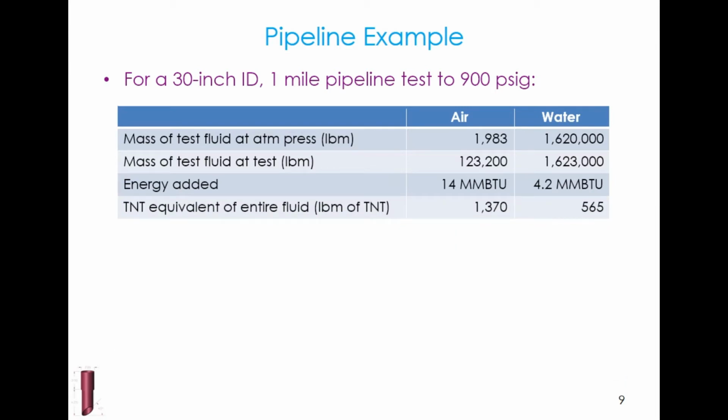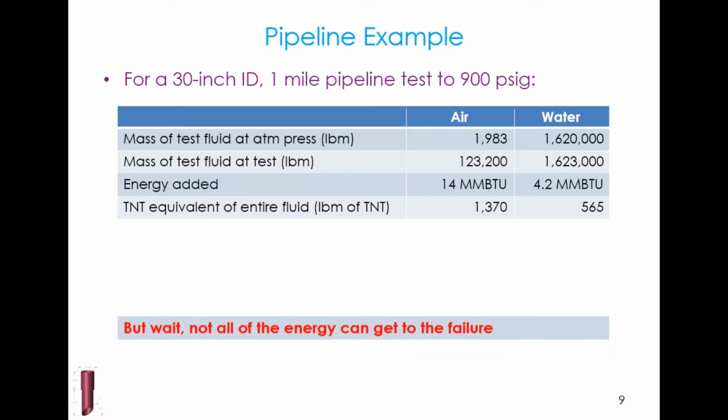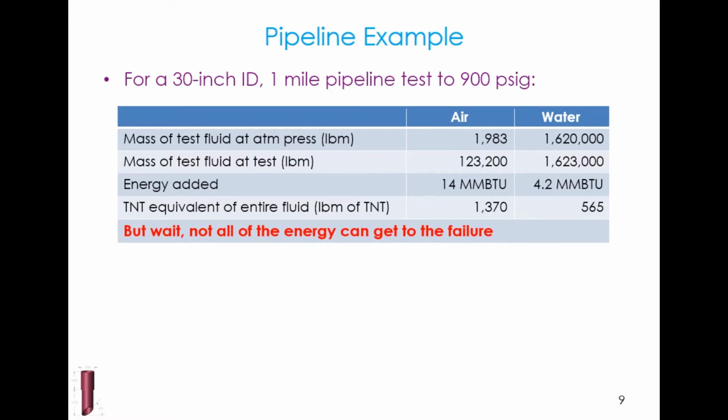So the TNT equivalent of the entire fluid, 1,300 pounds of TNT for the air test. That's a scary number. 565 pounds of TNT for the water test. Still a pretty big number. But wait, not all the energy can get to the failure. Only the amount that's within 50 feet of the failure. So the energy that can participate in an explosive decompression is 59 pounds of TNT for the air and 565 pounds for water, which didn't change.